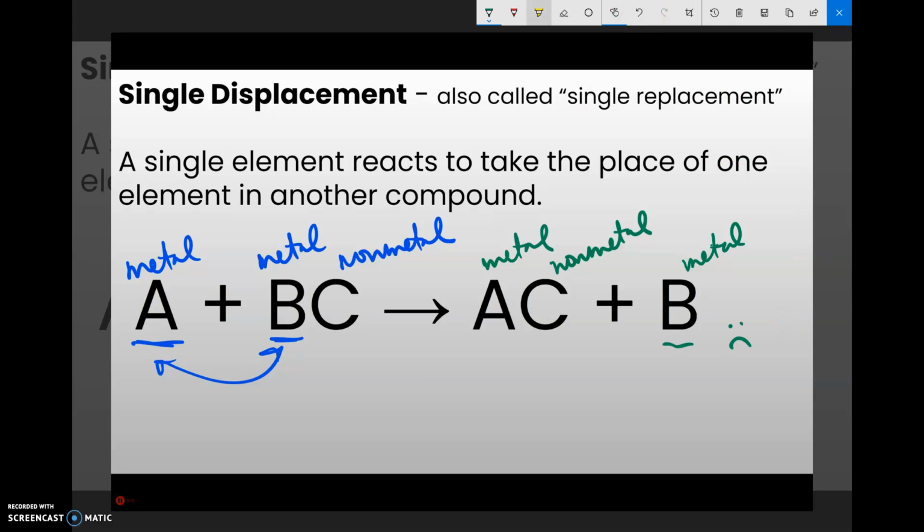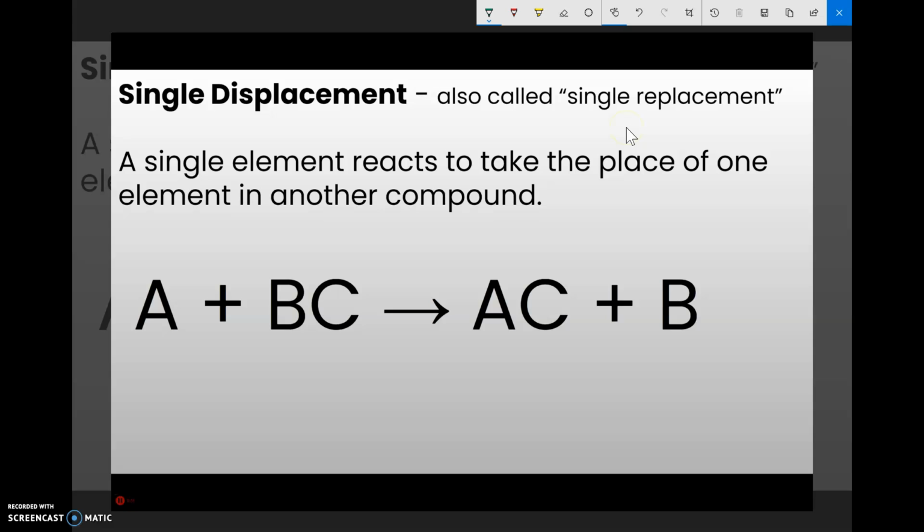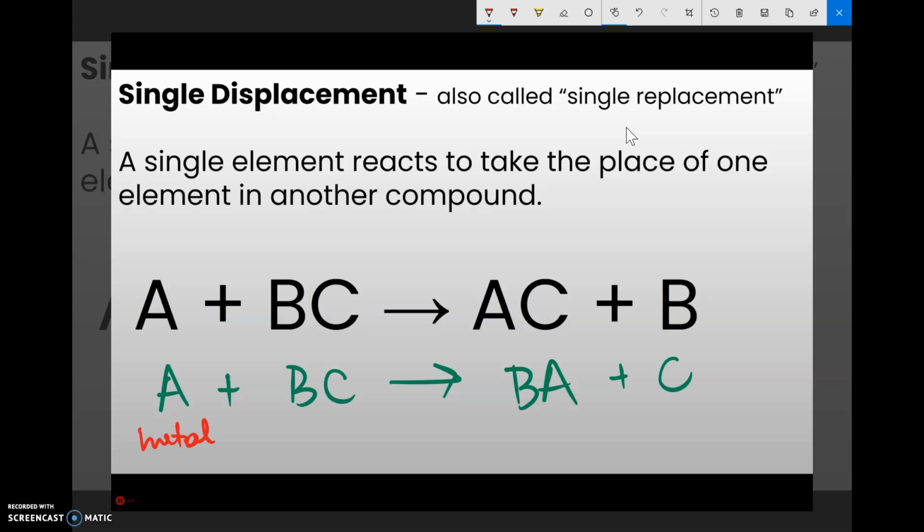Another way to look at this, I'm going to rewrite this for a second. Let's say we have A plus BC, the same reactants, but over here it's going to bond differently. We have BA plus C. So in this case, let's say that A is the metal, B is the metal, and C is the nonmetal, just like last time. Actually, we're going to make A a nonmetal. Apologies. So in this scenario, A is the nonmetal, so what it's going to replace is the C, the other nonmetal.